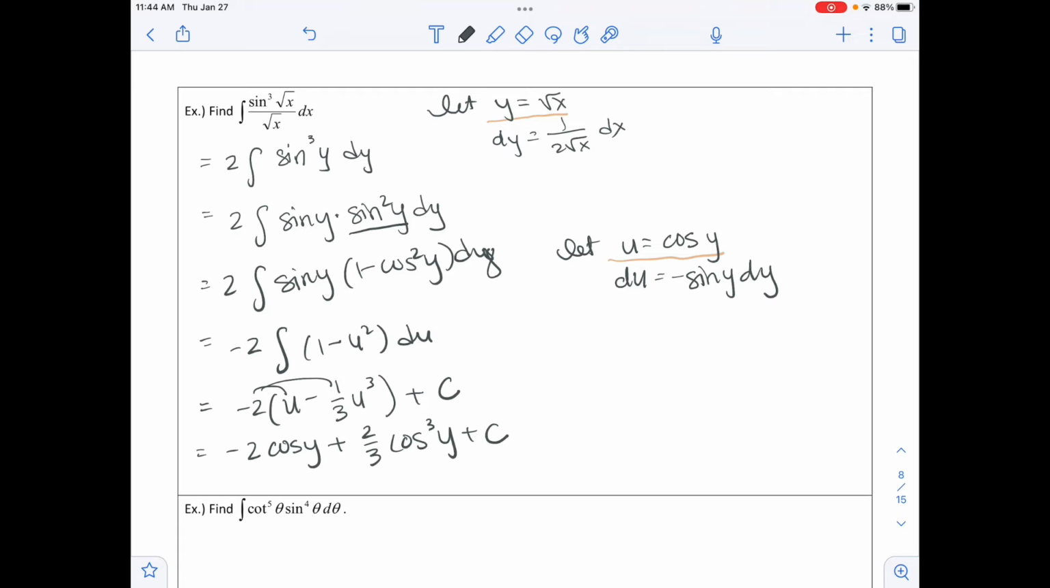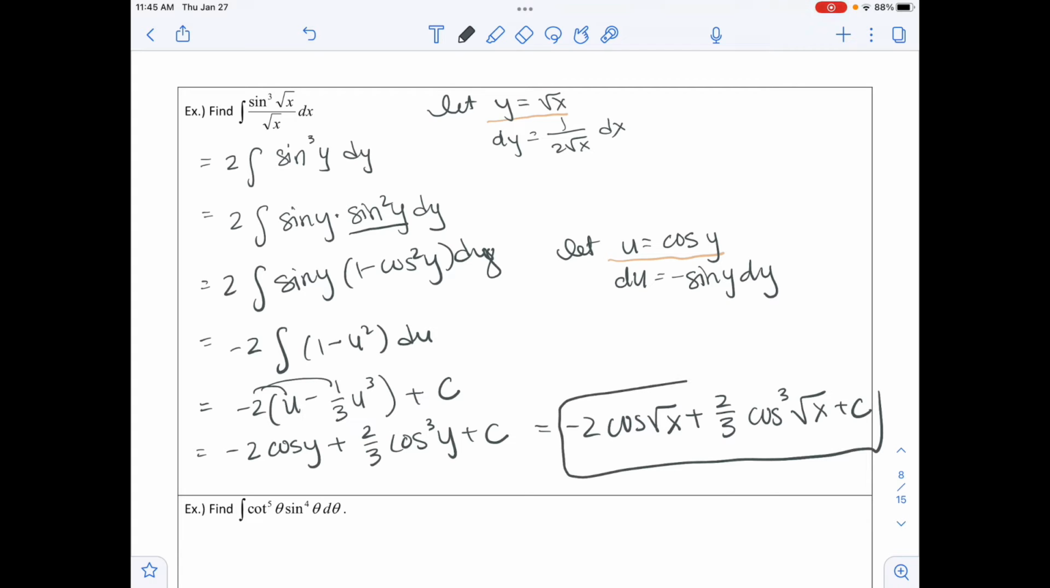And then now substituting back in that y is equal to the square root of x, I'm going to have negative 2 cosine square root of x plus 2/3 cosine cubed square root of x plus c. And that would be my final answer. Again, making sure that you rewrite your answers, especially for indefinite integrals, in terms of that original variable that we have, and don't forget your plus c.